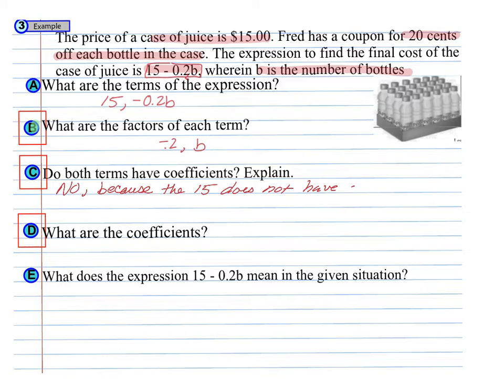We're just using the definition. What are the coefficients? We only have one coefficient, which is negative 0.2. Remember, not the b, because that would be a factor.